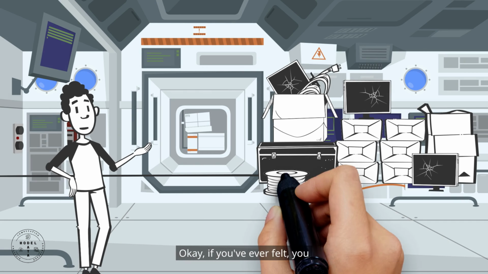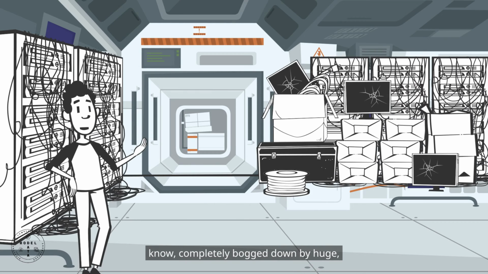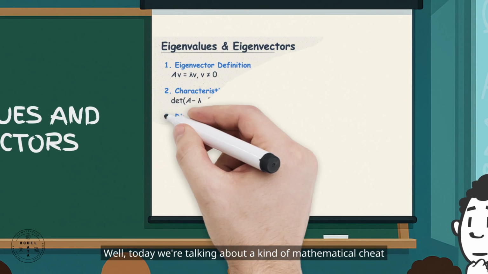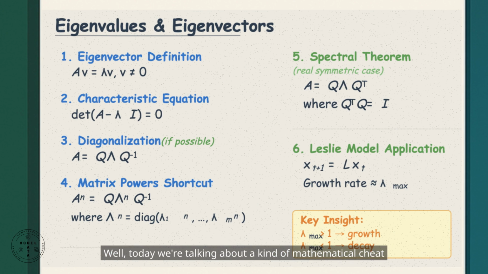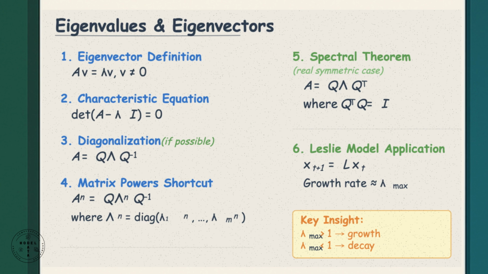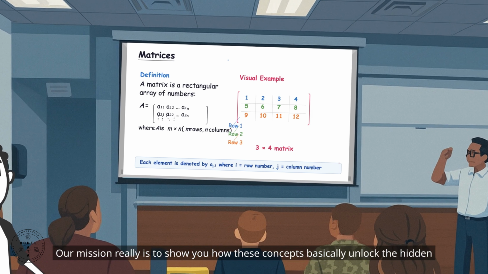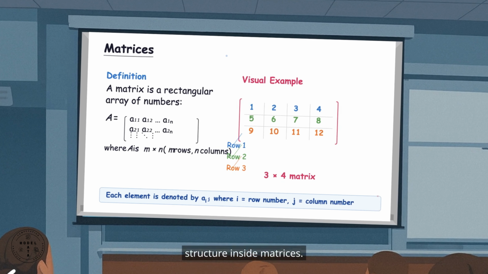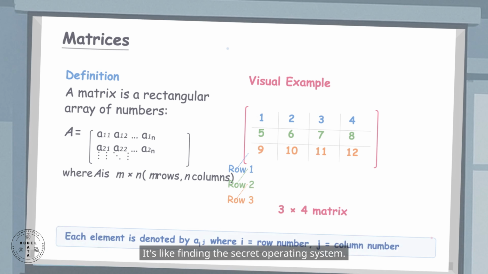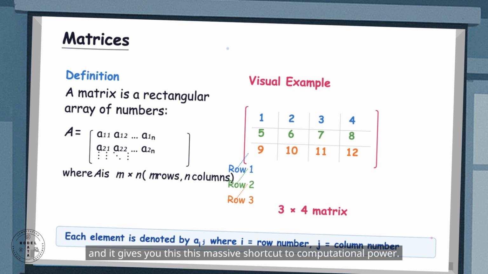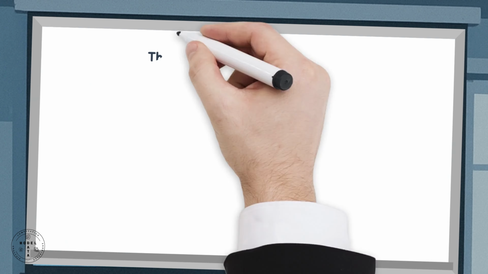Okay, if you've ever felt completely bogged down by huge, complex data sets, well, today we're talking about a kind of mathematical cheat code: eigenvalues and eigenvectors. That's right. Our mission is to show you how these concepts unlock the hidden structure inside matrices. It's like finding the secret operating system, and it gives you a massive shortcut to computational power.